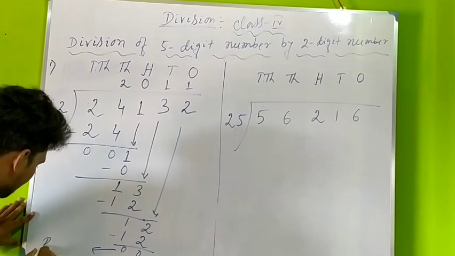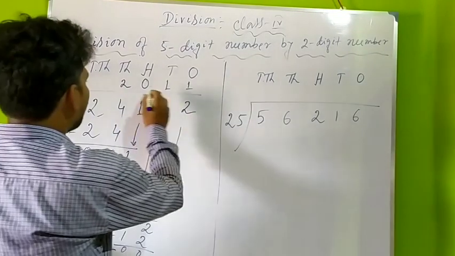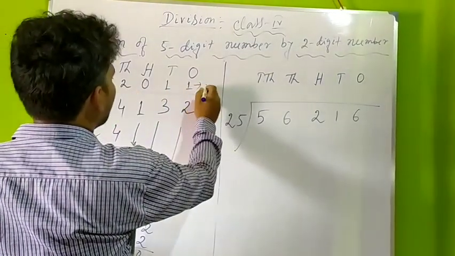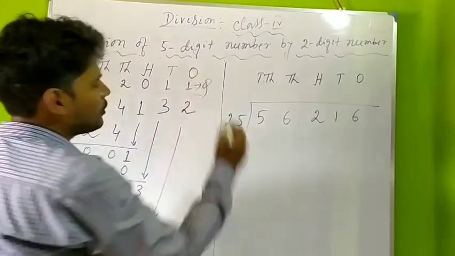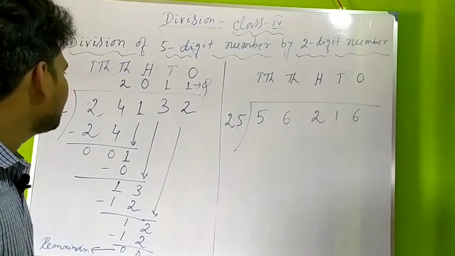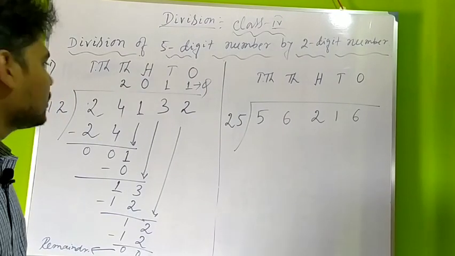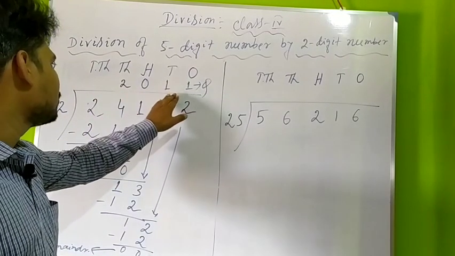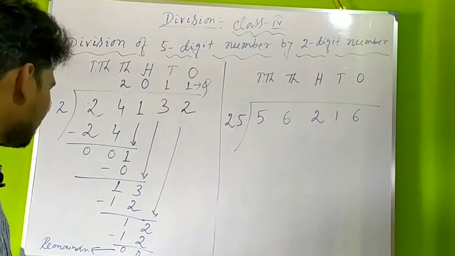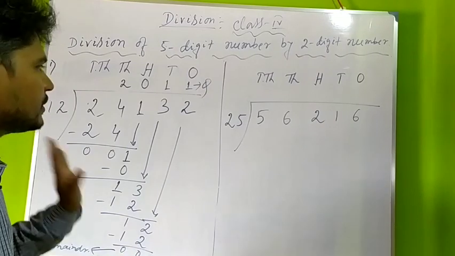That means 0 is the remainder and 2011 is the quotient. So in this division we learned how to divide any 5-digit number by any 2-digit number. So in this division the quotient is 2011 and the remainder is 0. So there is no remainder left in this division.